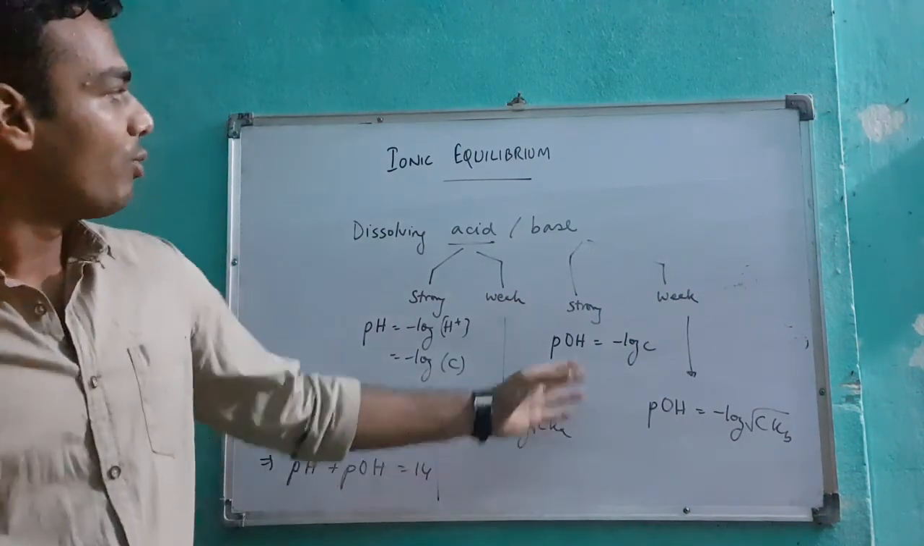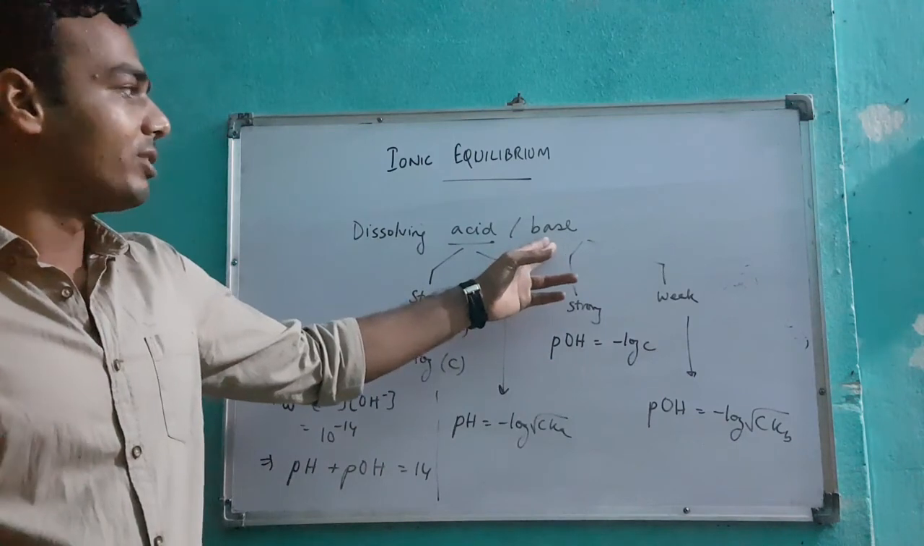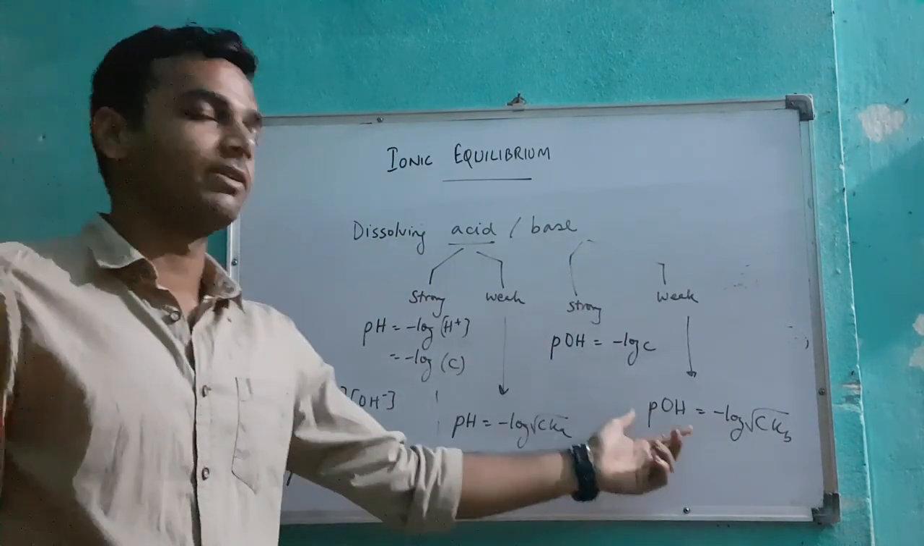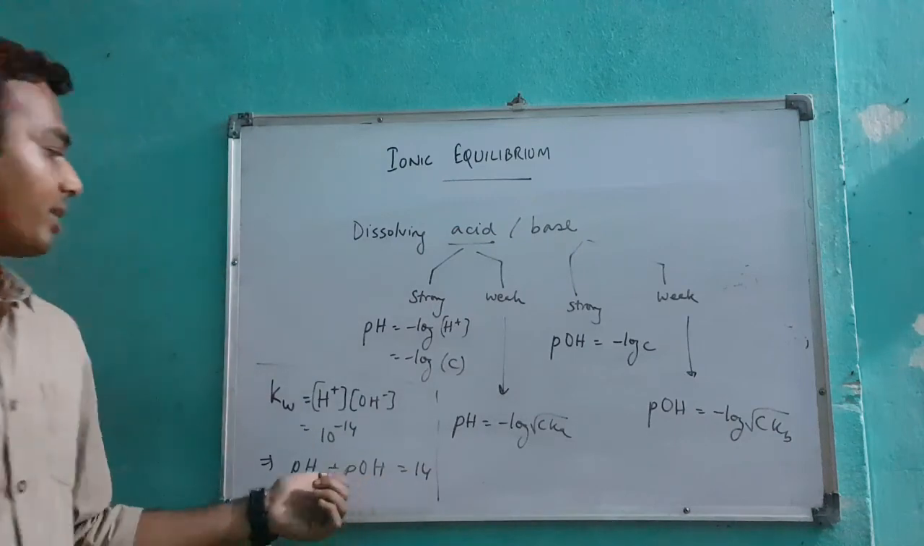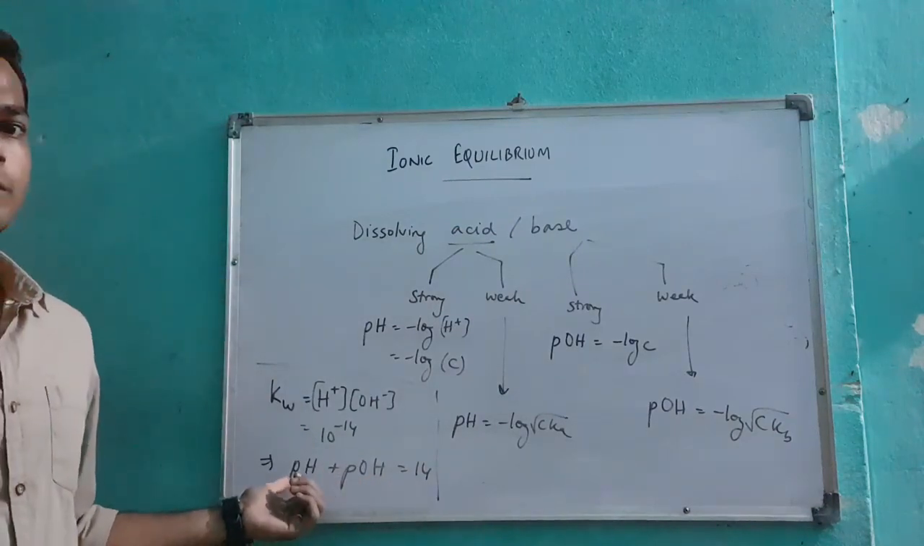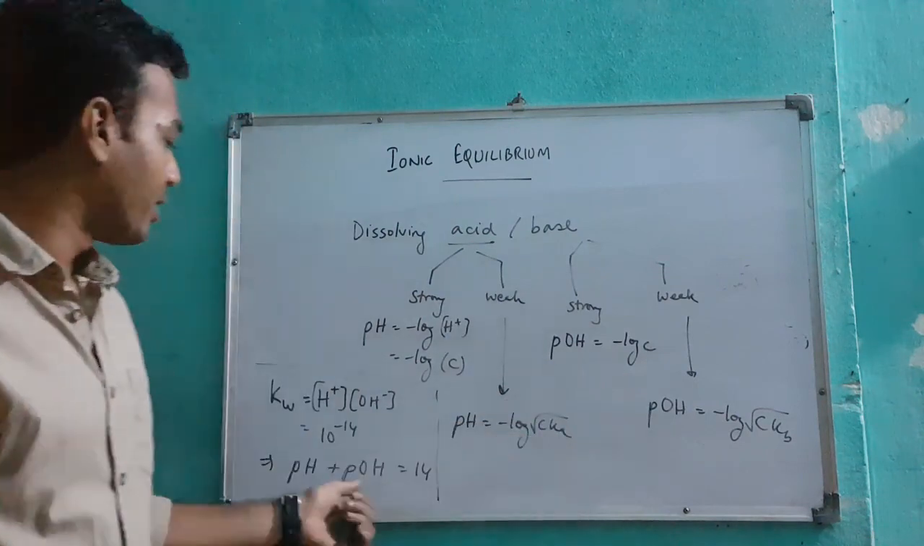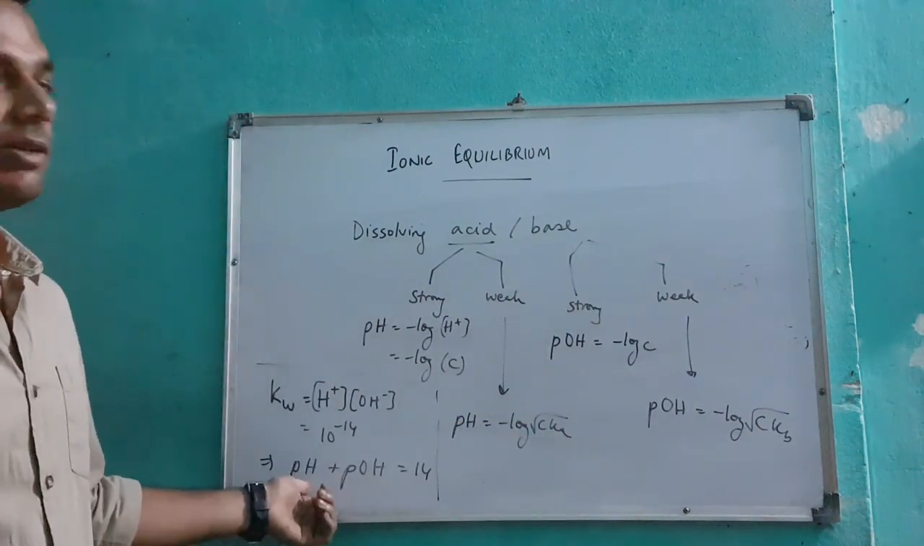So when you want to find out, dissolving a base, what is the pH of the solution, it's easier to find pOH first and then use this relation to find the respective pH. So let's say you get a pOH of 8. Putting in this equation, you know that the pH will be 6.